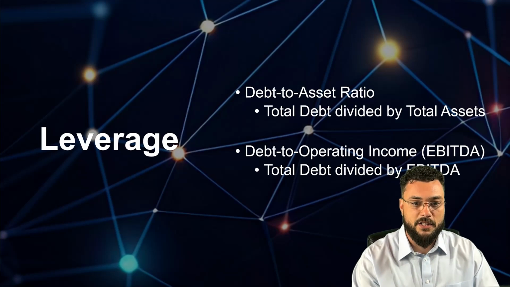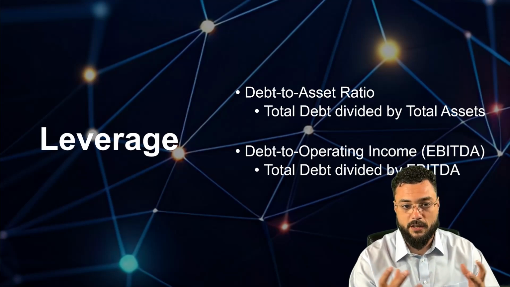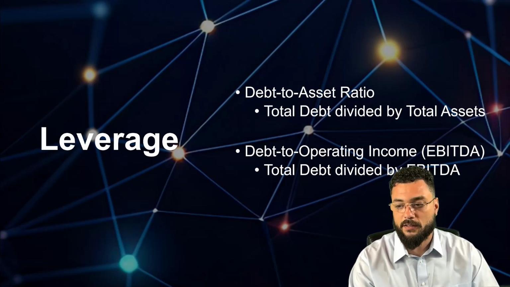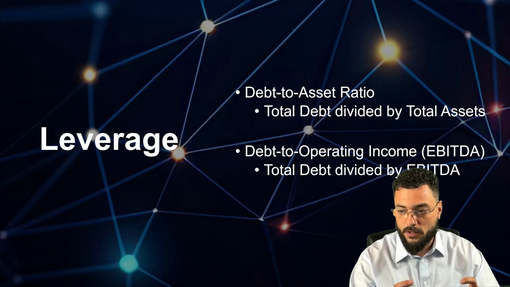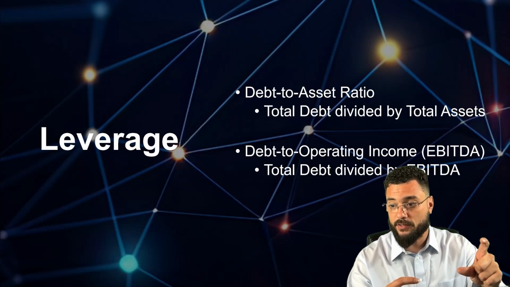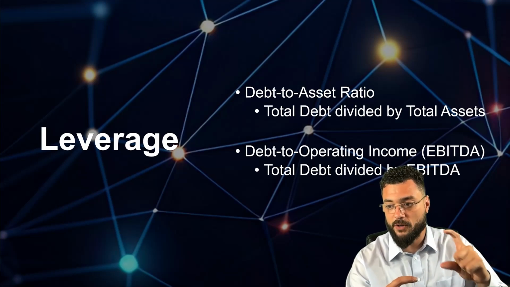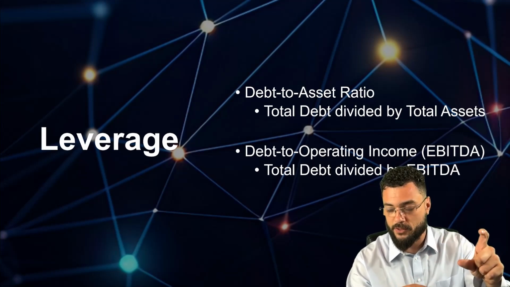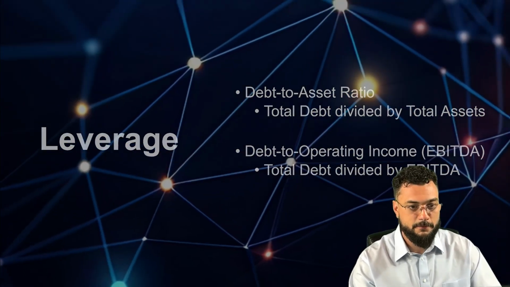Debt to operating income, or EBITDA, total debt divided by EBITDA. So how well does your operating income service your debt? And how many years of your operating income is it going to take you to pay that off, assuming that it goes to nothing else?